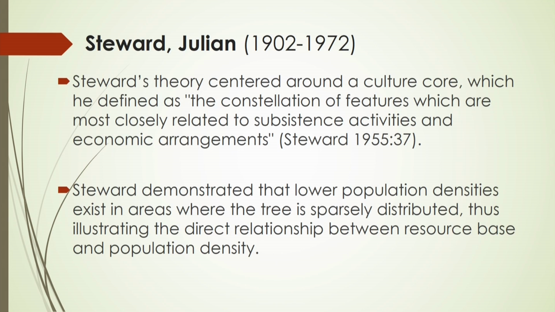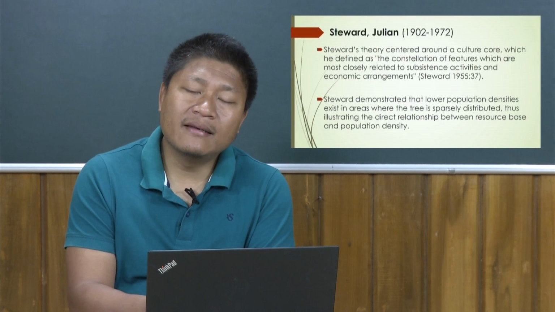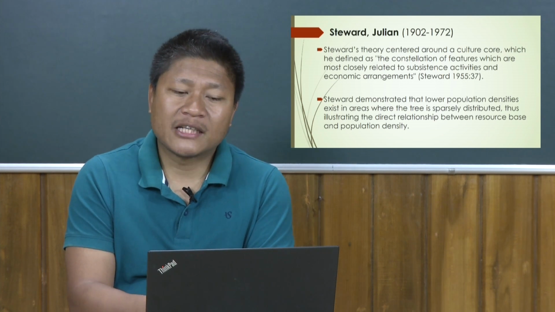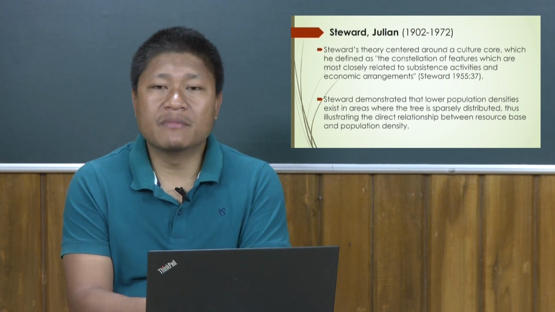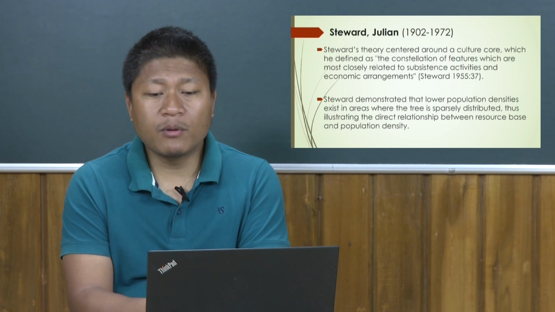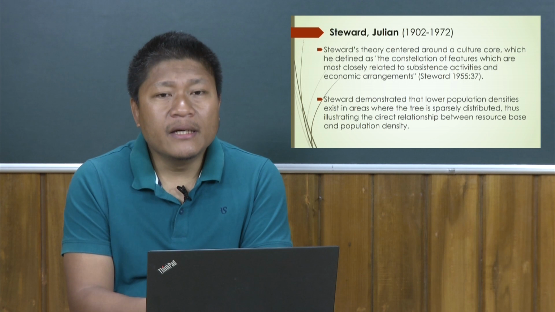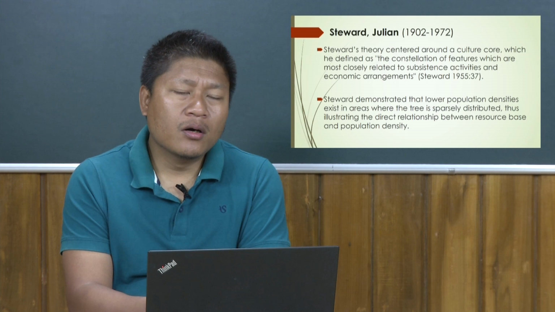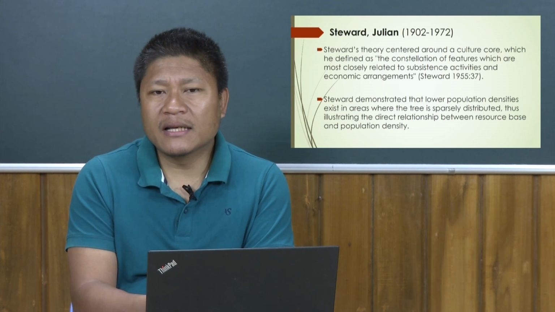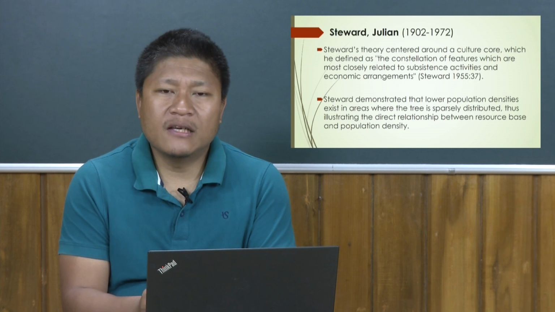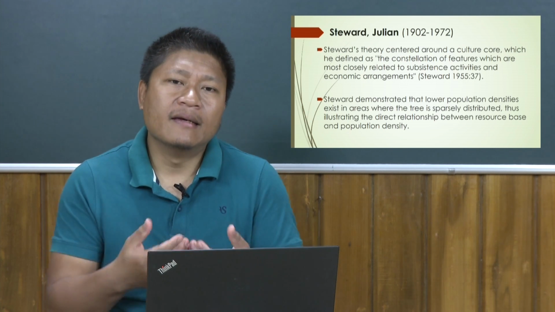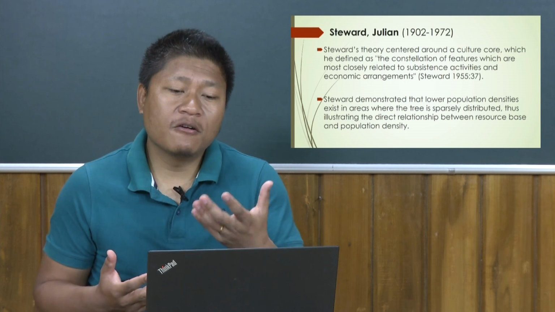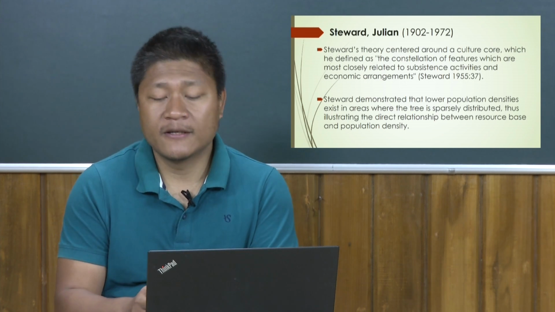In trying to understand this economic arrangement, Steward demonstrated that at lower population densities, the tree is sparsely distributed. Thus, he gave an explanation that there is a direct relationship between resource base and population density. In a way, he tries to look at how a few people flourish, if not prosper. That is, he tends to posit this from the idea of subsistence activities.